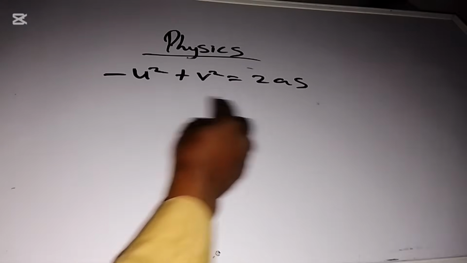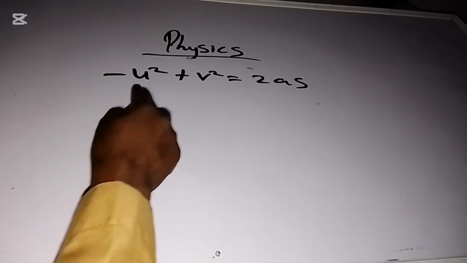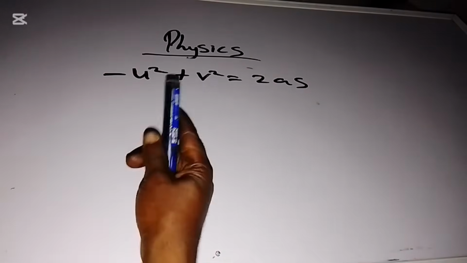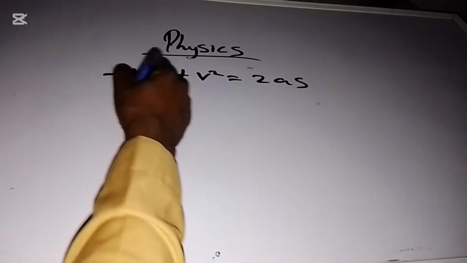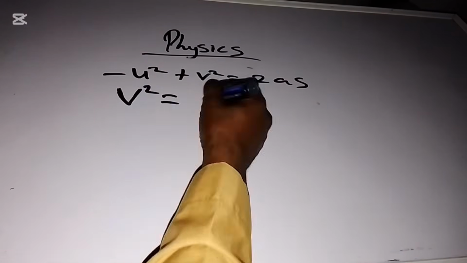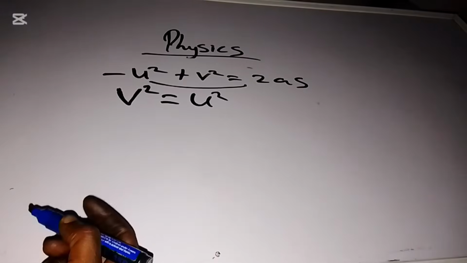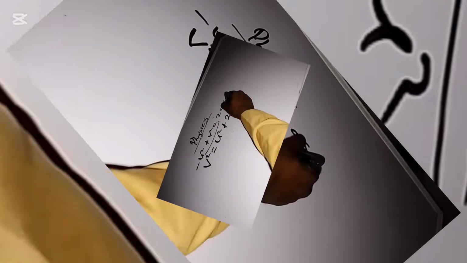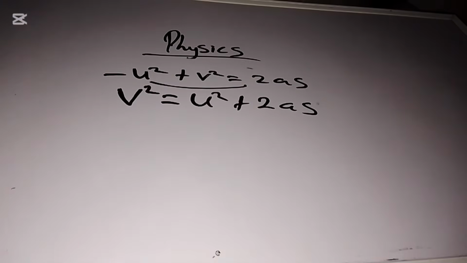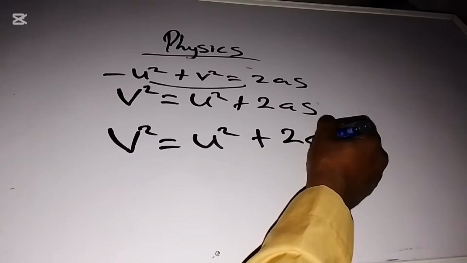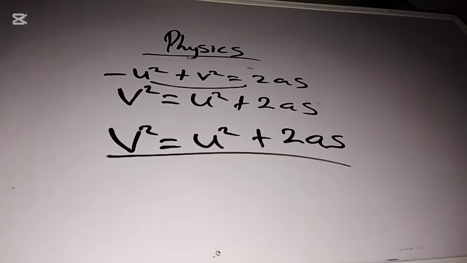Now, having arrived at this, I'm going to move this to the other side by simple algebraic method. I get v squared left alone here, equal to, this crossing to the other side becomes plus u squared, plus 2as. So that's the fourth equation: v squared is equal to u squared plus 2as. So that's your equation 4.